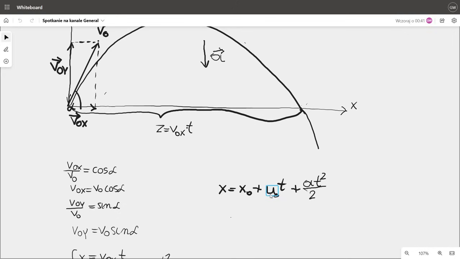Coordinate of a vector is equal the value of vector if a vector is directed the same as axis, or minus value of vector if it is opposite to the axis. A in this equation is coordinate of acceleration vector, so it can be positive or negative.